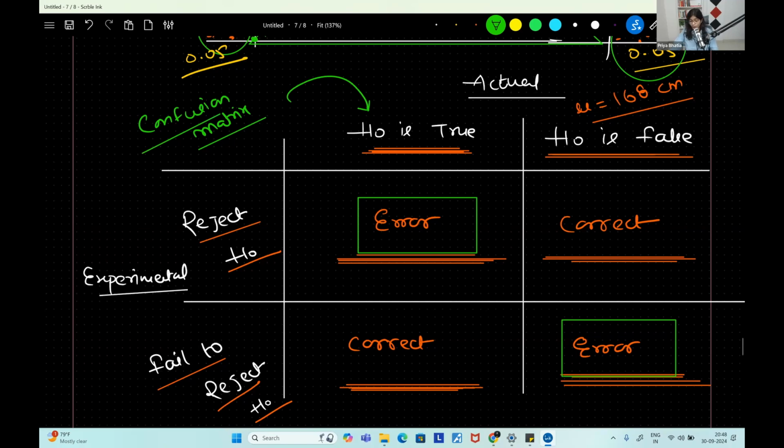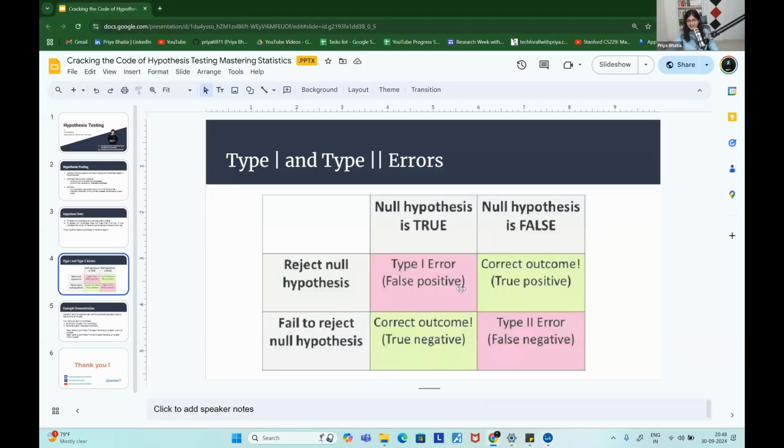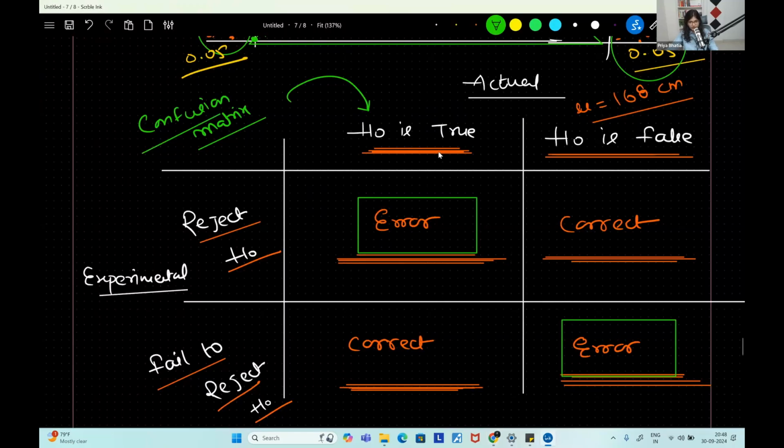So now, in these four quadrants, you will see there is one called type 1 error, and another called type 2 error. When your null hypothesis is true, we get two errors. This is type 1 error, and this other one is type 2 error. What interviewers ask you is: tell me the difference between type 1 and type 2 error.